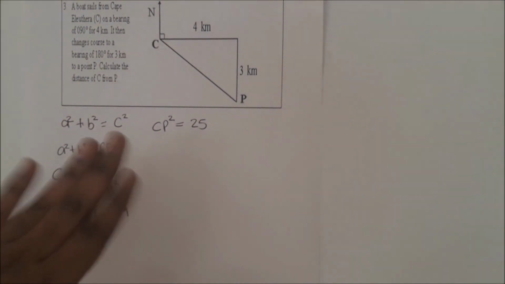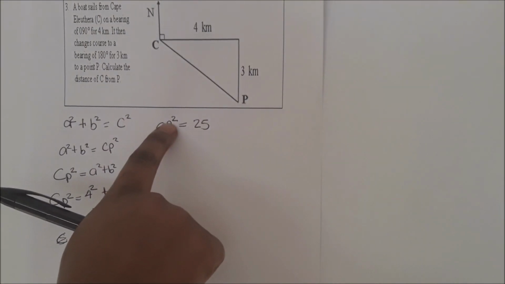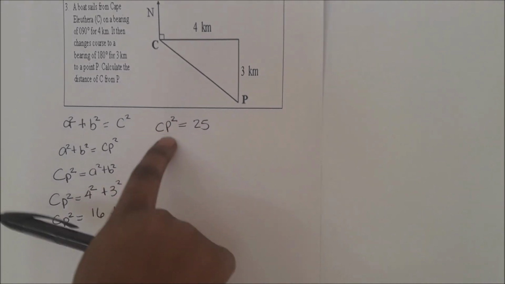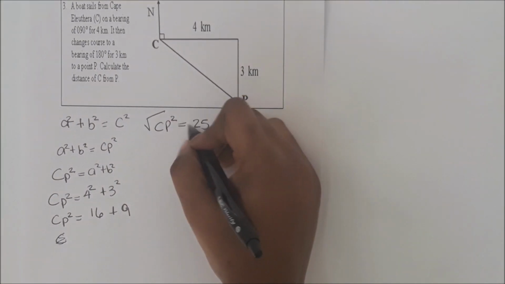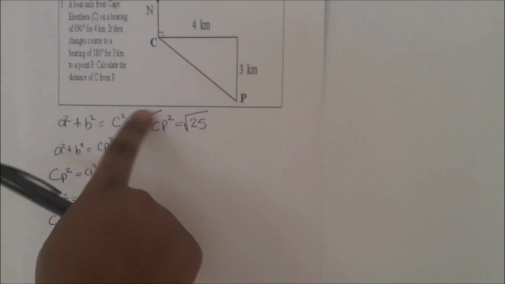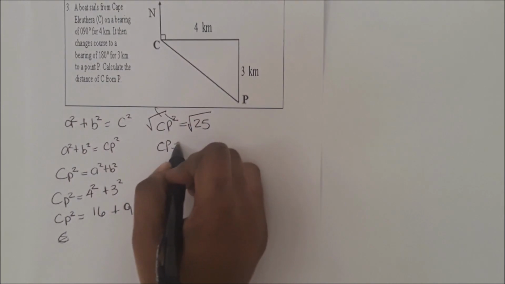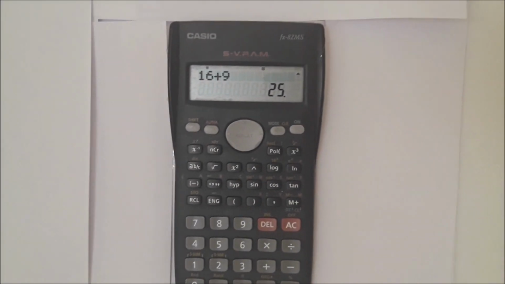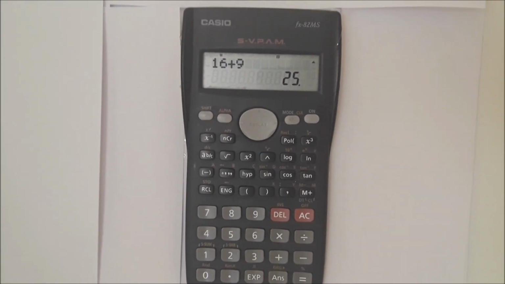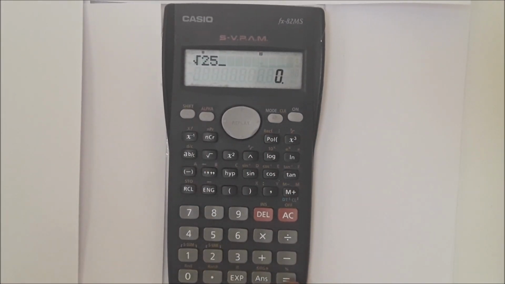Now this is not finalized because we have to make CP by itself, and we see that it's still being squared. So to do that, we must do the inverse of when it's raised to a power by doing the square root. So we're going to take the square root on both sides. Once we do that, these will cancel out, leaving us with CP equals the square root of 25, which is just 5. Go to the calculator and do it for them. The square root of 25 on the calculator is 5. Very good.